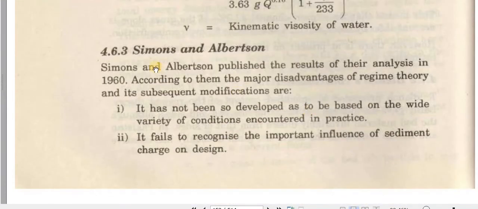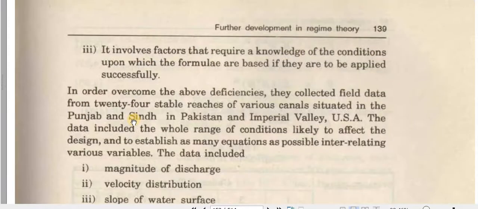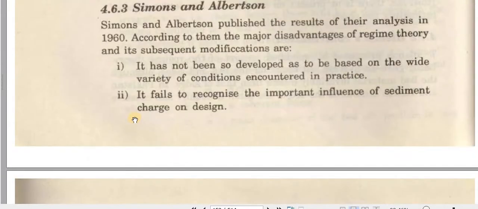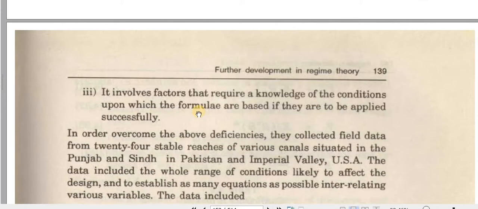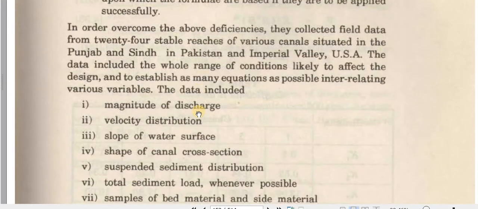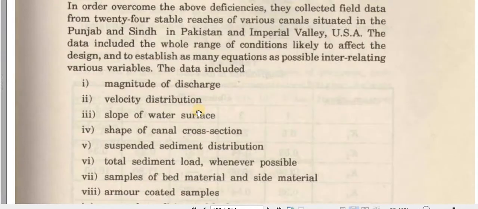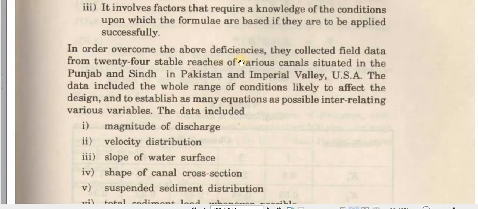And the third approach is the Simons and Albertson approach. They published their results and analysis in 1960. According to them, there were three major disadvantages of regime theory. First, it has not been developed to be based on a wide variety of conditions. Second, it failed to recognize the important influence of sediment charge on design. And third, it involved factors that require knowledge of the conditions on which the formulae are based. So they introduced a new concept in order to overcome the above deficiencies.